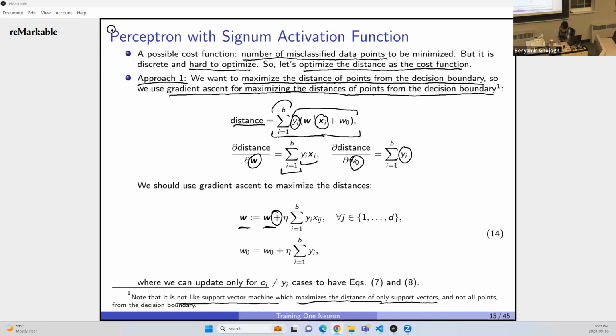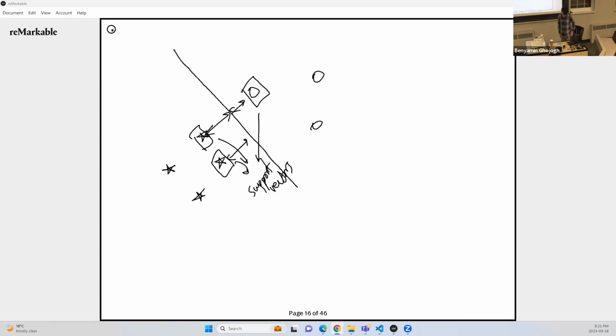W equals W plus, because it's gradient ascent, some learning rate times the gradient. This is the gradient, right? The derivative. Also for the other one, I use this gradient. What are these? We just proved Perceptron. This is the update of Perceptron which we saw in the previous slides. Interesting, right? Okay, let's go to approach 2.